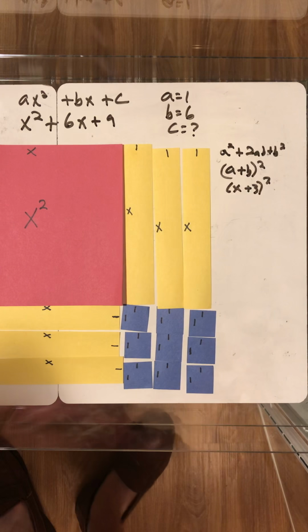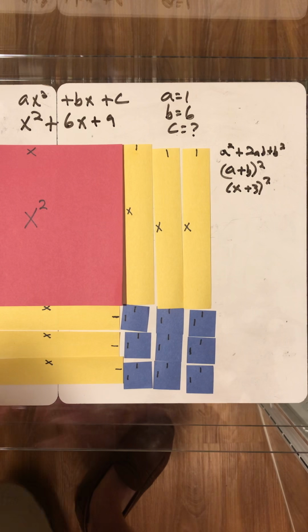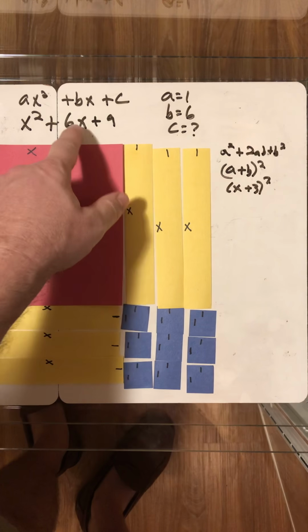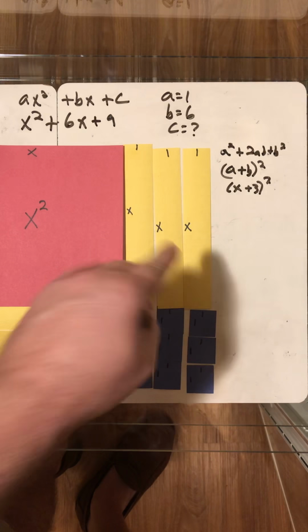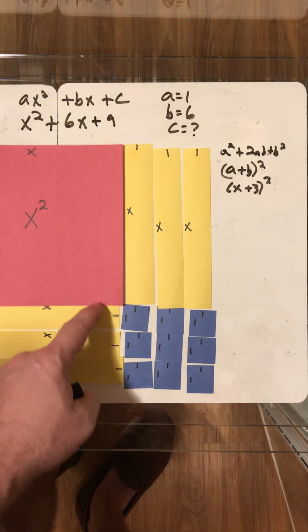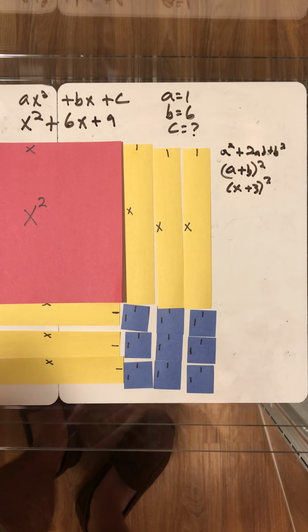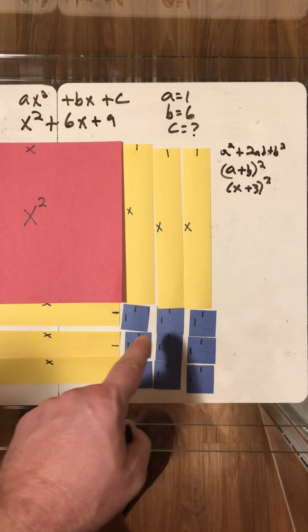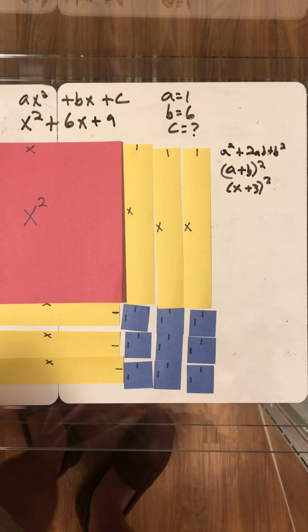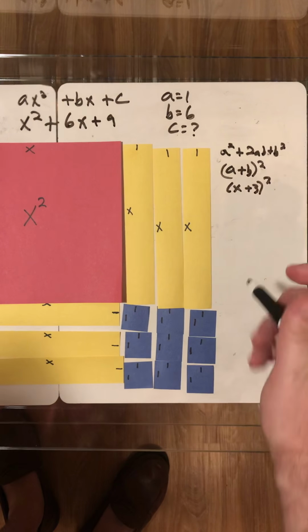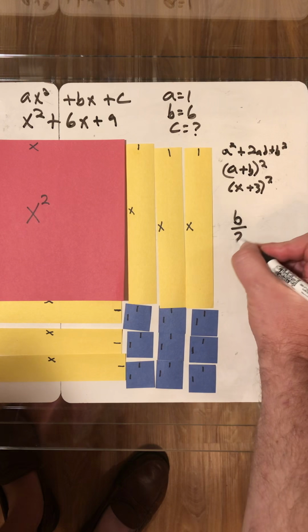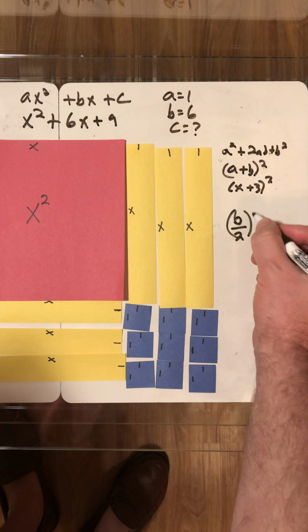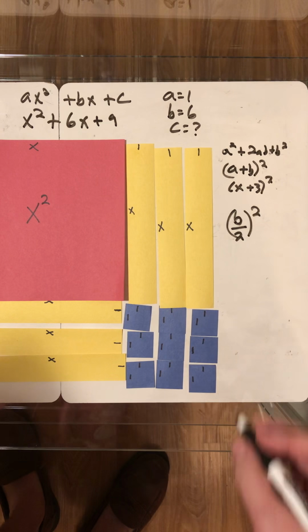So let's talk a little bit more about how we found that c term that completed our square. What we did was we took the 6x, we divided it in half. We moved 3 of them down here, and that made this 3 by 3. And so we squared the 3, and that gave us the 9, okay? So what you can do is take your b term, which was 6, divide it in half, and then square it, okay? That's how you complete your square.